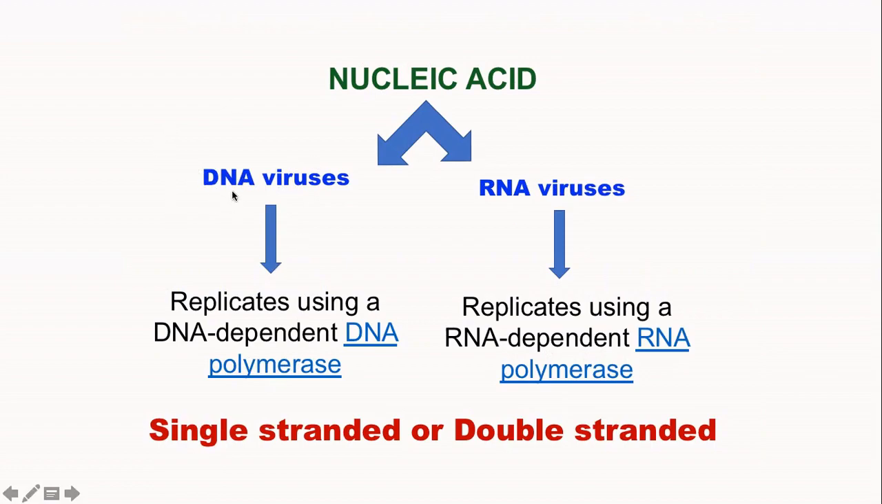So here you can see that based on the nucleic acid, the viruses can be divided into two, DNA viruses and RNA viruses. These DNA viruses can replicate using a DNA-dependent DNA polymerase, that is an enzyme, and RNA viruses replicate using an enzyme, RNA-dependent RNA polymerase. They can either be single-stranded or double-stranded.